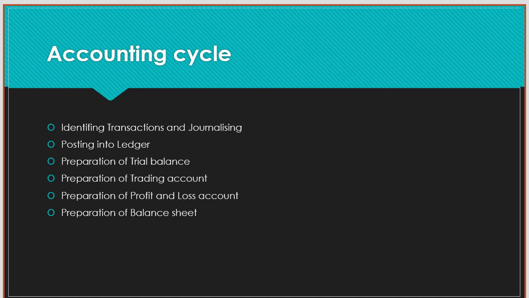Next one, we can say that posting into ledger. That is, transferring the journal to the ledger is called posting. So entries are made in each account after classifying.